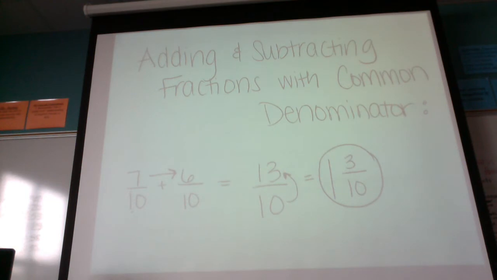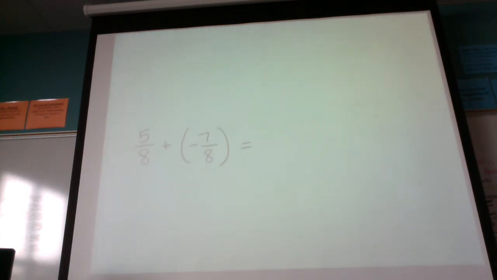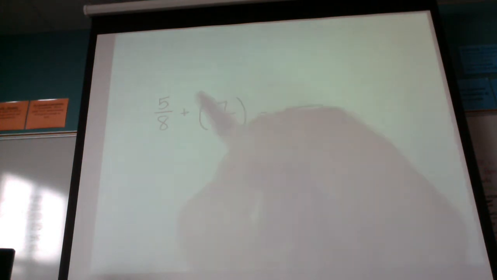Okay. Now where it's going to get a little bit tricky, you might be thinking, this is really simple, but you're going to have to keep in mind your integer rules when you're doing these. So if you have that common denominator of 8, you're going to have to do 5 plus negative 7. 5 plus negative 7 is going to be negative 2. Now you're going to simplify. You can divide both those by 2 to get negative 1/4.